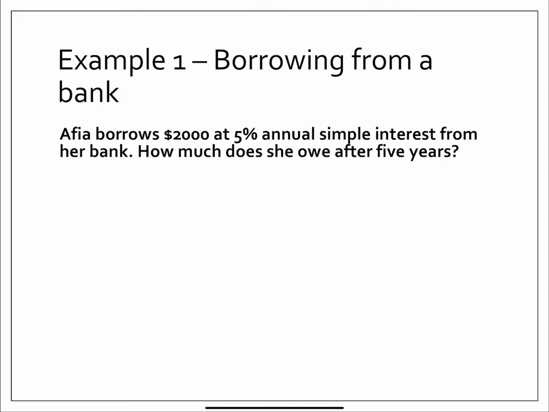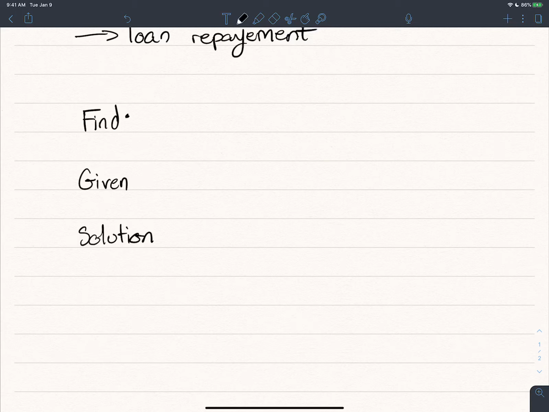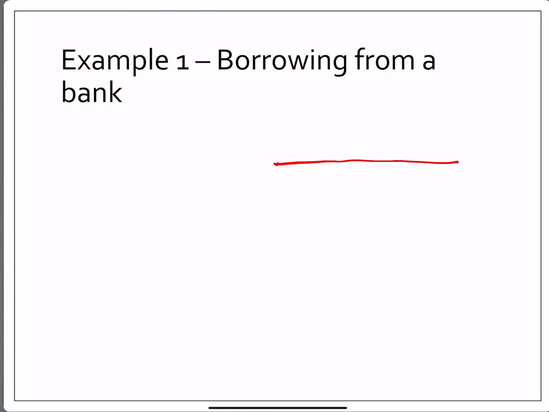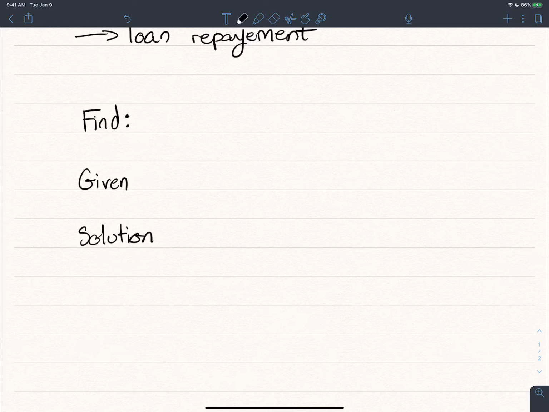What are we trying to find? Well, it's clear. How much does she owe after 5 years? And we said with a loan, the amount after a certain amount of time passes, what do we call that? We had a couple of different options. Well, let's go back in our notes and look. We had an amount. Is it the principal? Is that the amount after 5 years? Is the present value the amount after 5 years, or is the future value the amount after 5 years? Future value. So yes, we are trying to find the future value.